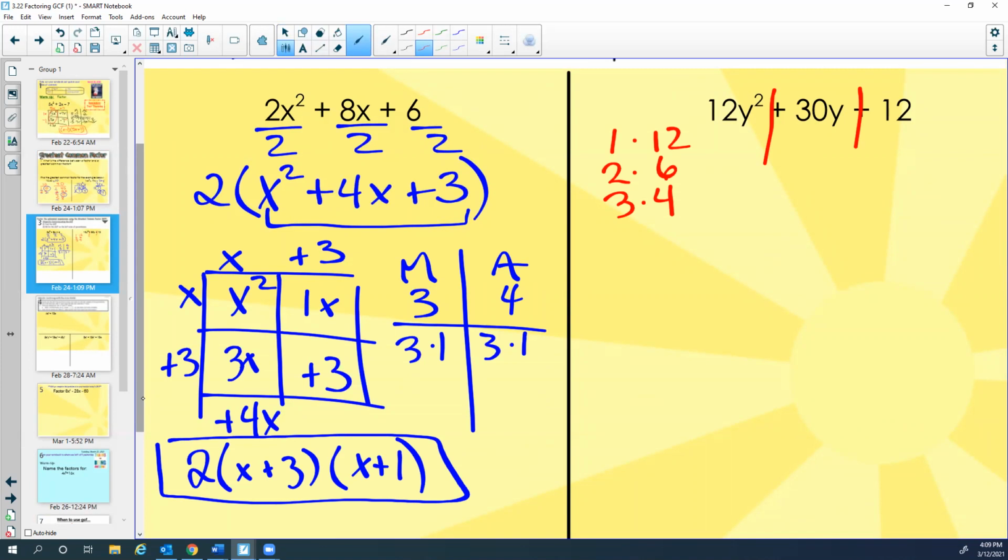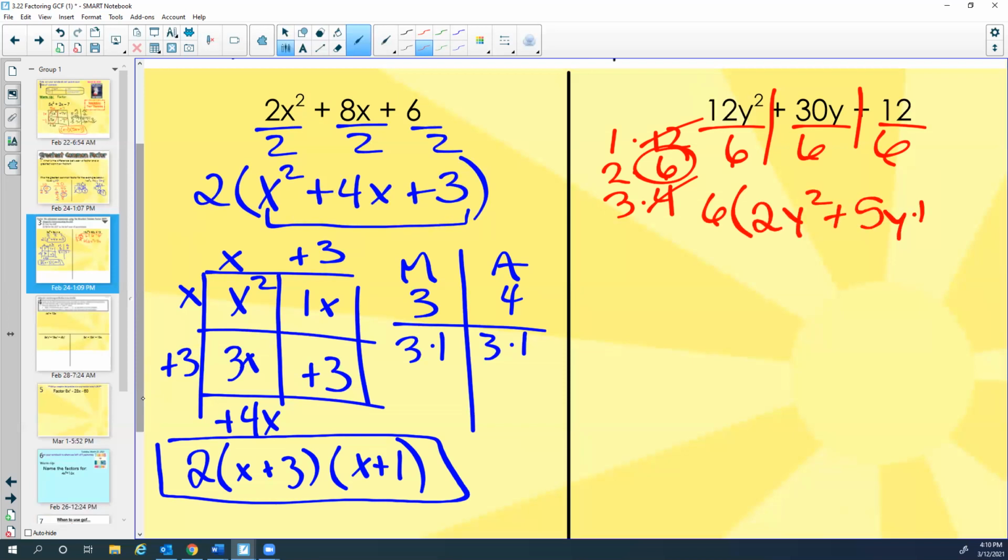So now that I have the factors of 12, I can just focus on which one of those are factors of 30. 12 is not. 6 is. 4 is not. 3 is. 2 is. And 1 is. So all 4 of those numbers are still factors of 12. 6 is then the greatest common factor. So divide everything by 6. So my factored form for now is 6 times 2y squared plus 5y plus 2.